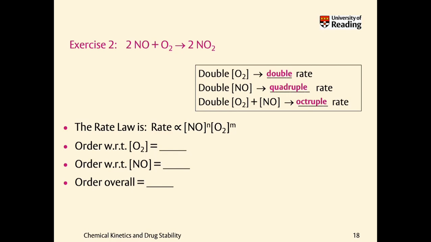So we say that the reaction rate is first order with respect to oxygen, second order with respect to nitric oxide, and it is third order overall. So that is the n plus the m gives you the overall order of the reaction. So from this we can see that the rate is proportional to the concentration of the nitric oxide squared times the concentration of the oxygen.